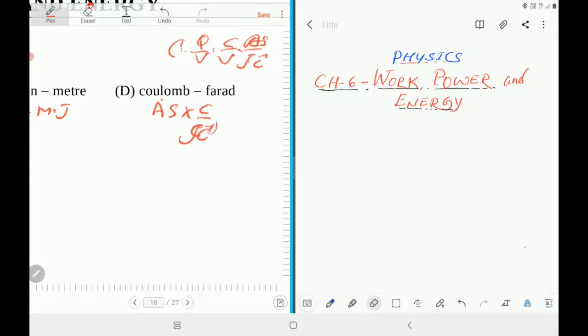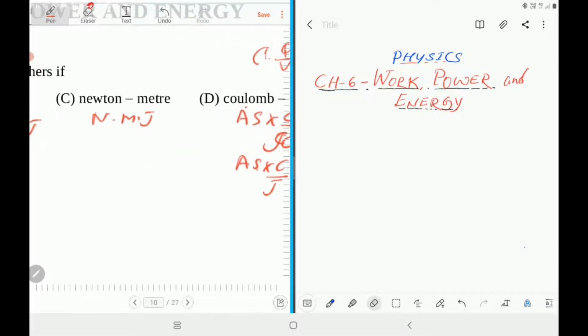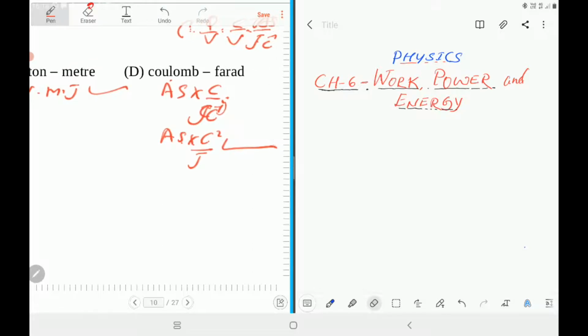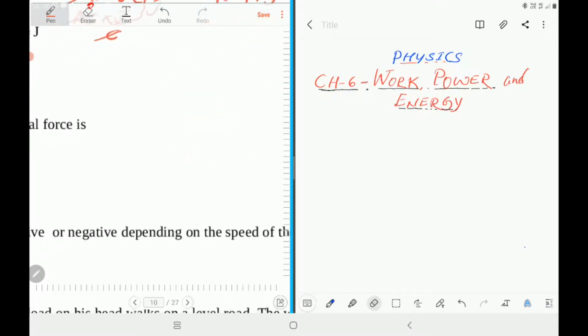That per coulomb comes to numerator. So the value is ampere second into coulomb square divided by joule. Totally, coulomb doesn't get cancelled here, so the value is totally different from joule. The first three options are joule, but this is different from that. That's why you go with option D, which is different from the first three.